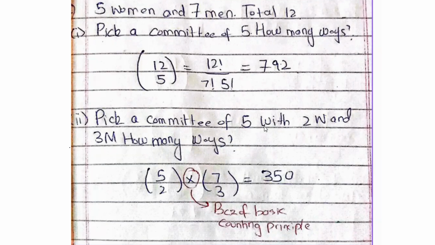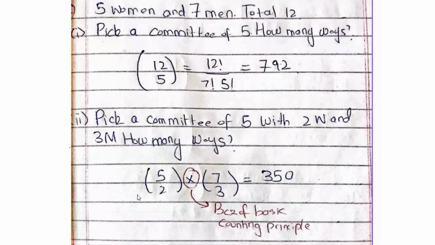What if we want to pick a committee of 5 with 2 women and 3 men? How many ways? Out of the 5 women, we want to see how many ways we can choose 2 women. That's 5 choose 2. Out of the 7 men, how many ways can we choose 3 men? That's 7 choose 3. So we know we can choose 2 women out of 5 women in 5 choose 2 ways, and we can choose 3 men out of 7 men in 7 choose 3 ways.